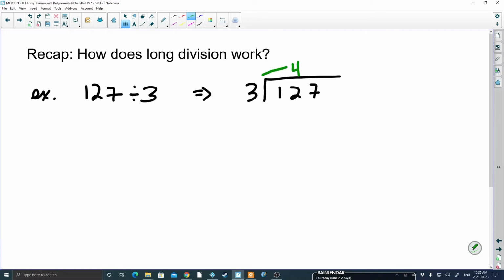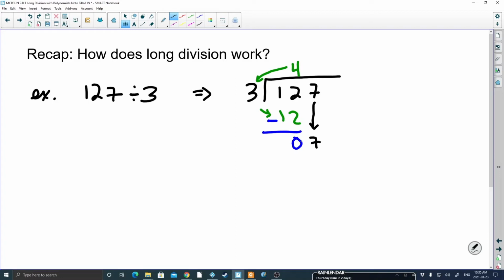And then what you do is you multiply the 4 times the 3, and you put the answer below the 12. What we're then going to do is subtract those two values. That's going to give us a 0. All right? So we figured out that 3 goes into the first 2 terms 4 times. Now we've got to take the next digit, which is the 7, and bring it down here and join it to whatever digit you had here.